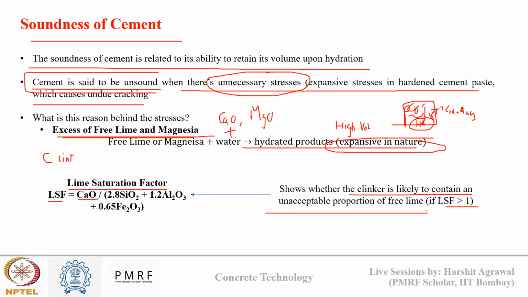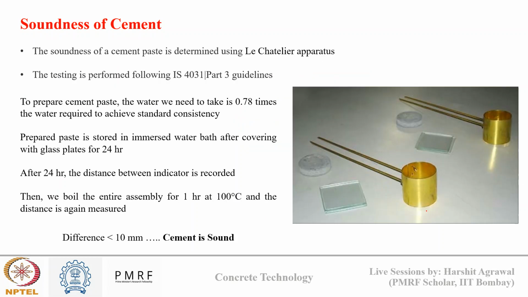Okay, which is not desired. Now, suppose we don't know the oxide composition of cement, then how do we do the soundness check? For doing the soundness check of cement, we use Le Chatelier's apparatus that you can see here.